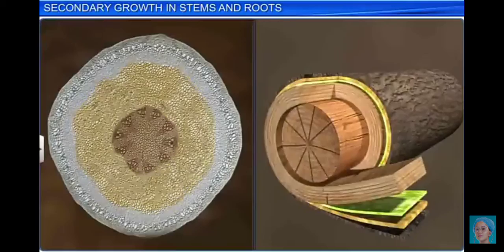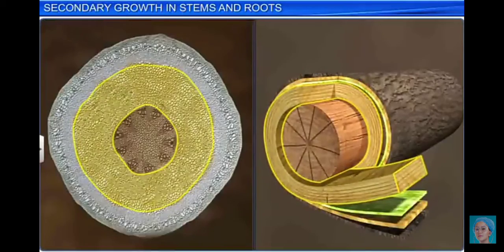The peripheral region of the secondary xylem, which is lighter in color and is involved in conduction of water and minerals, is called sapwood.